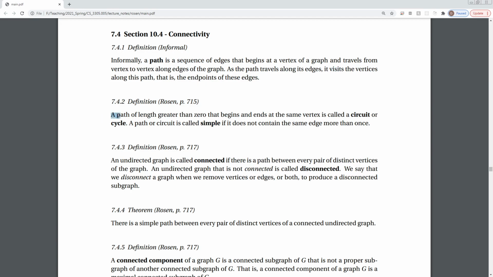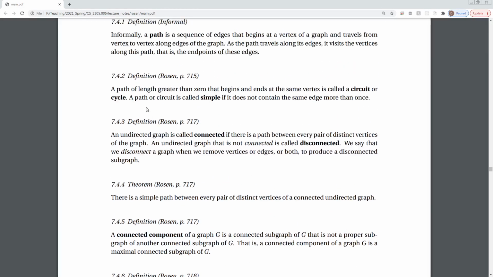Okay, so the formal definition for a circuit, cycle, whatever: a path of length greater than 0 that begins and ends at the same vertex is called a circuit or cycle. A path or circuit is called simple if it does not contain the same edge more than once. So the paper route was the example that I gave before, but the optimal paper route, where you never travel along the same road or reverse direction along the road, is called a simple circuit, right, or a simple cycle. Okay.